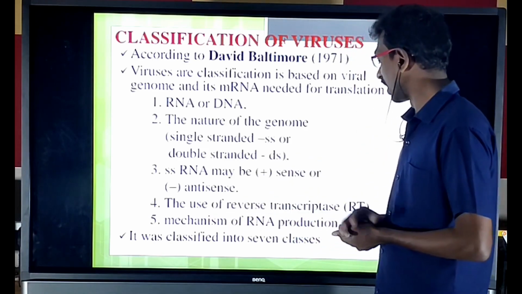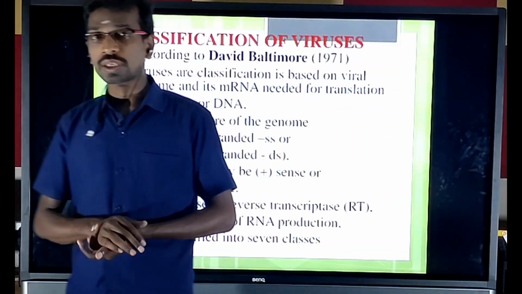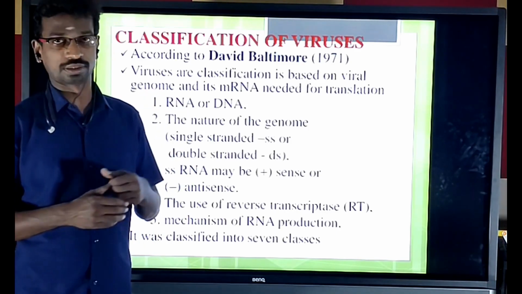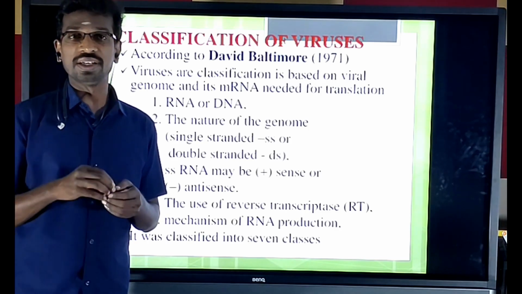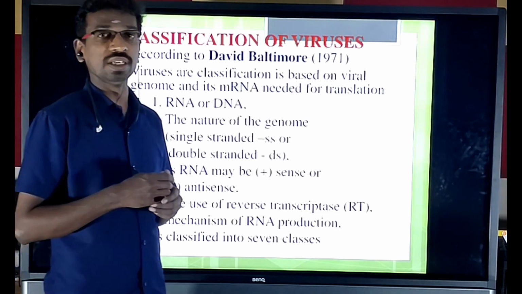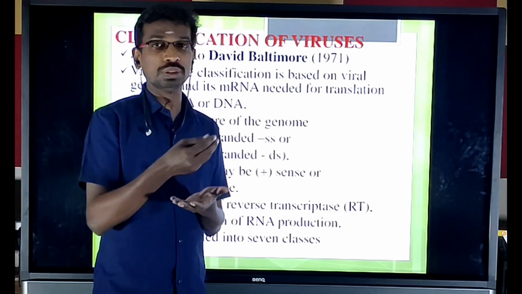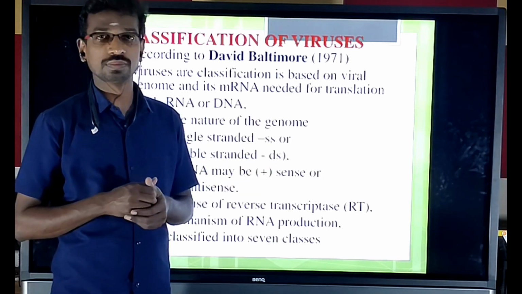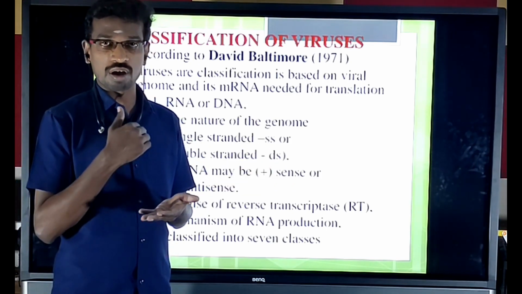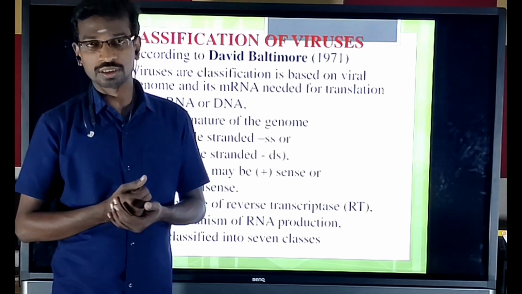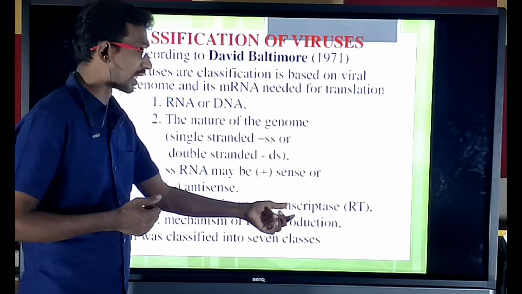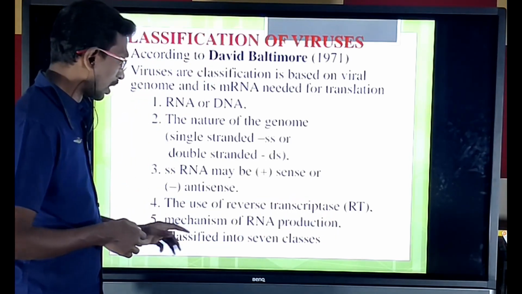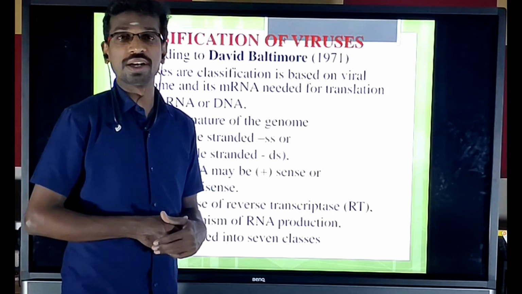And then the use of reverse transcriptase. The reverse transcriptase enzyme is helpful for RNA viruses. For an RNA virus to form protein, the RNA must be converted into DNA, and from the DNA the mRNA will be formed. This conversion of RNA to DNA is done with the help of the enzyme reverse transcriptase, or RT. So the criteria include the use of reverse transcriptase and the mechanism of mRNA production, that is, how the mRNA production occurs.